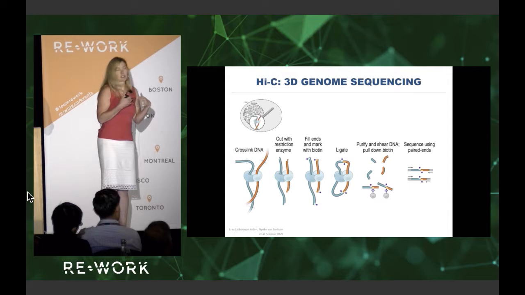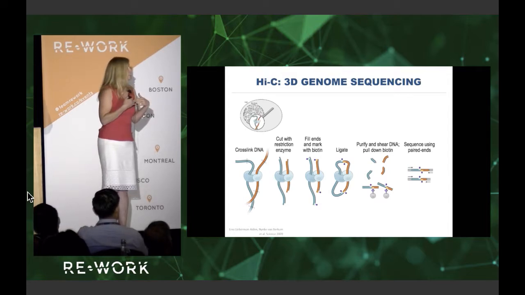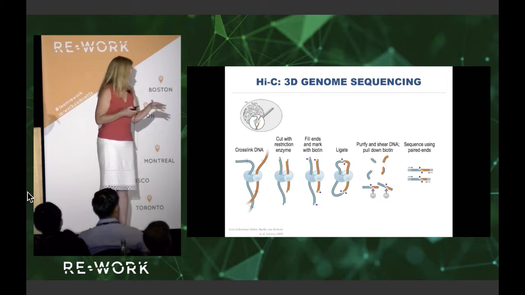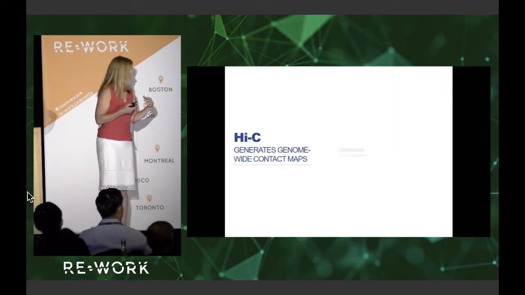Then we ligate, which is like a glue that glues the DNA together. We purify and shear the DNA. We pull down the biotin, and then we sequence using paired end sequencers. And we end up with massive amounts of data. And from that data, we're going to create contact maps, the same kind of contact maps you just saw with the Homer Simpson family, but on the genome.